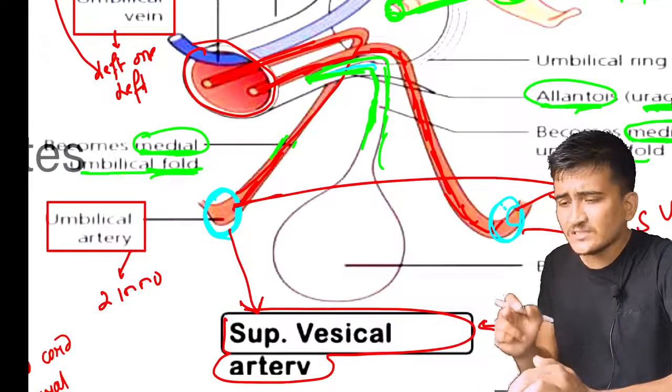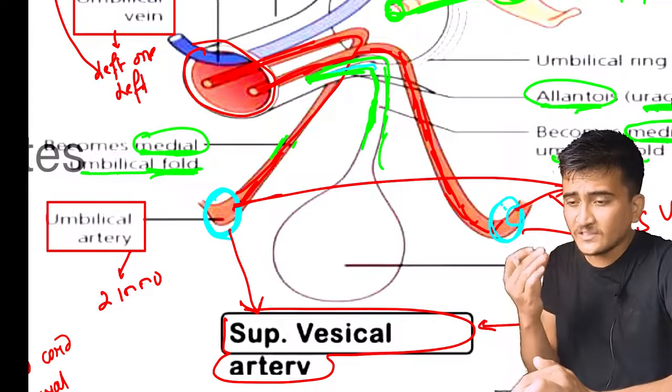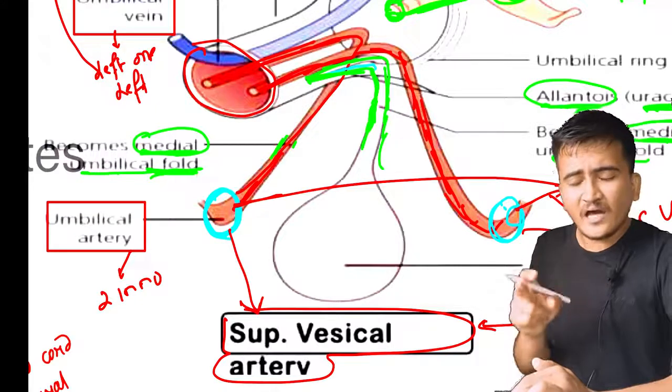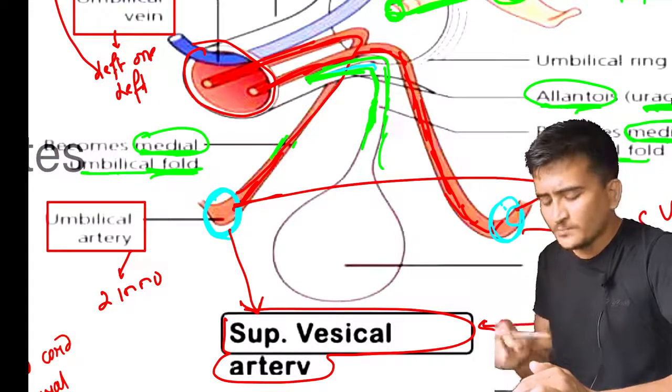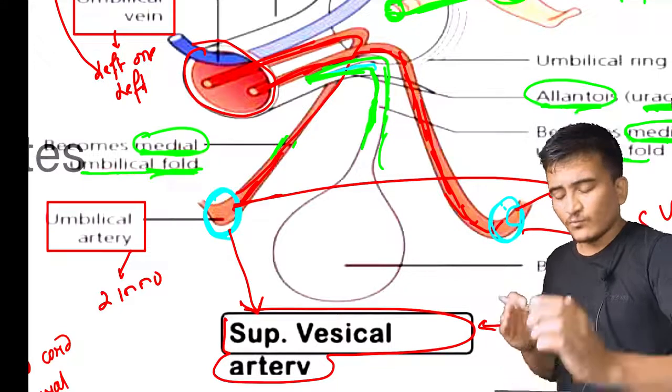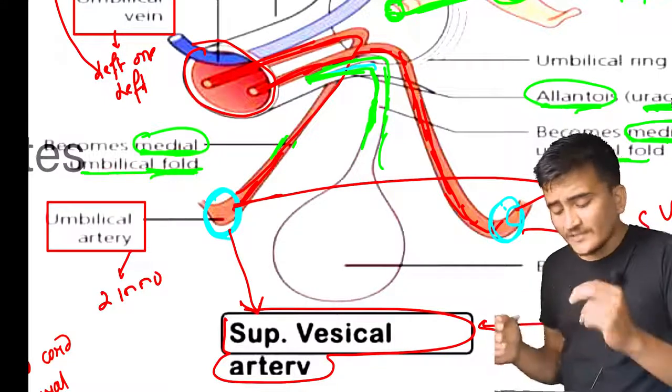Now, when this distal part becomes the medial umbilical ligament, it is covered by some peritoneum. This peritoneum will form a fold. And what is that fold called? This is called the medial umbilical fold.